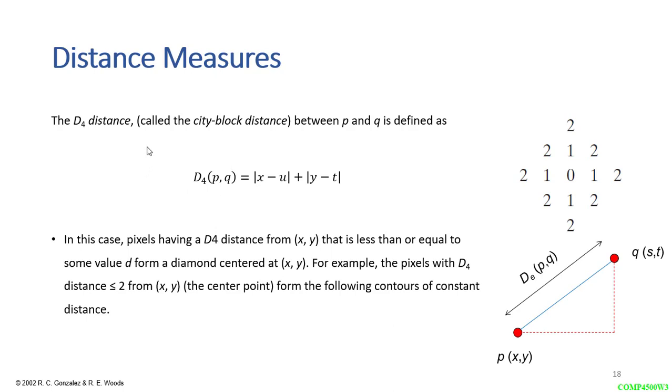So in distance measures, we also have the city block distance, which is the absolute value of x minus u plus the absolute value of y minus v. Previously, we had the square and the square root, so this gives us what we call the city block distance. In the case of D4 distance, D4 means D4 adjacent for x and y, that is less than or equal to the same value of the diamond centered at x and y.